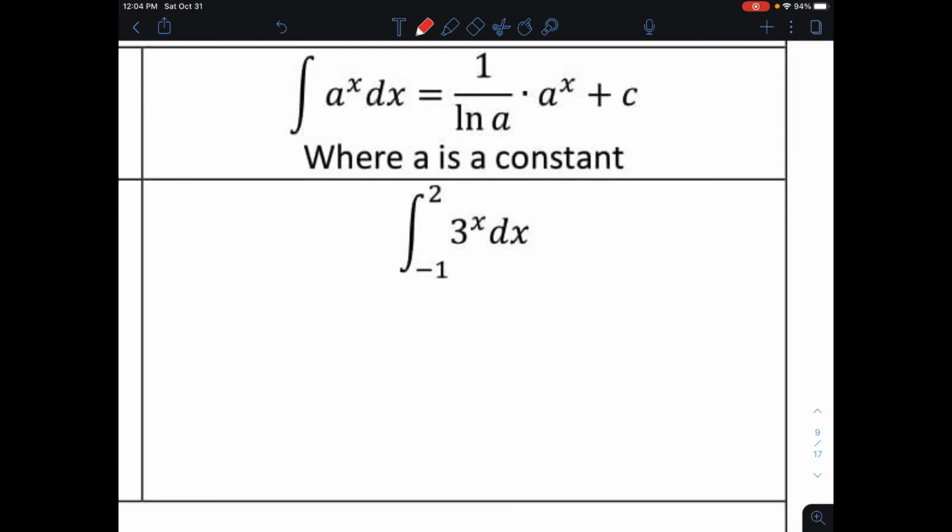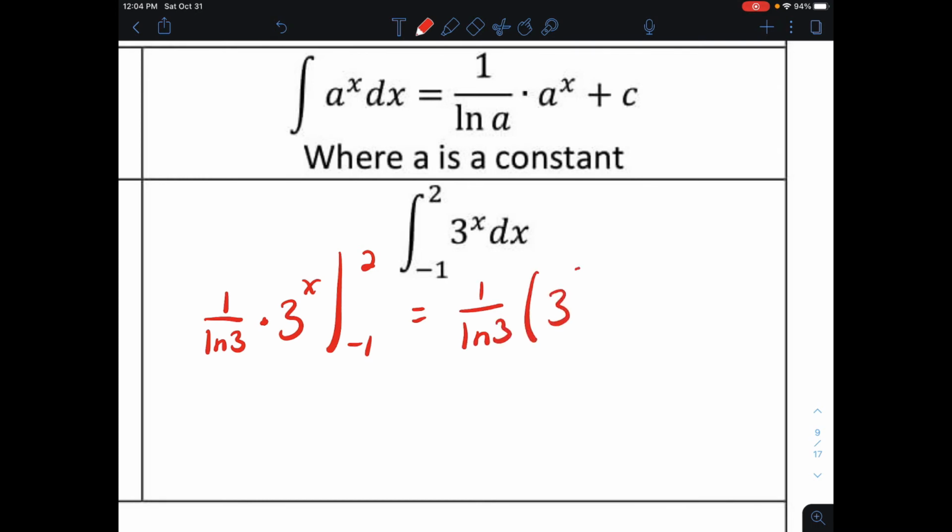Now, because it's a definite integral, we're not going to include the plus c because we're going to actually find the area underneath the curve and not just an equation. So the antiderivative of 3 to the x would be 1 over the natural log of 3 times 3 to the x power. And we go from -1 to 2. And we would just plug in. So we'd have 1 over the natural log of 3 times 3 squared minus 3 to the -1 power. And everything else would just be algebraic manipulation. And for context of this video, I'm just going to leave it right there and move on.